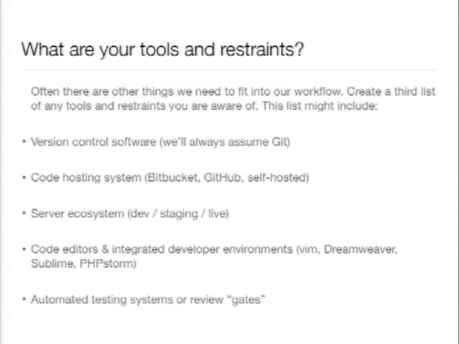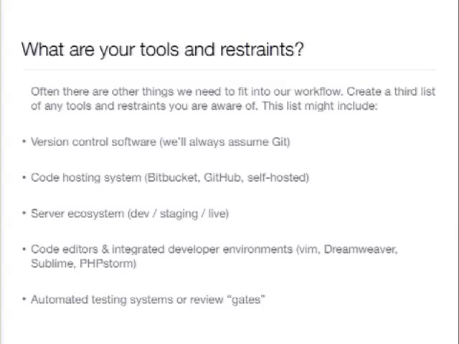So the next piece: what are the tools that you're working with, and what are the constraints or restraints that you've got on your particular project? In this case, we're starting to piece together the actual workflow diagram. And this is where you'll end up doing a bunch of different versions of this picture if you're actually drawing it out, because you'll need to shuffle things around.